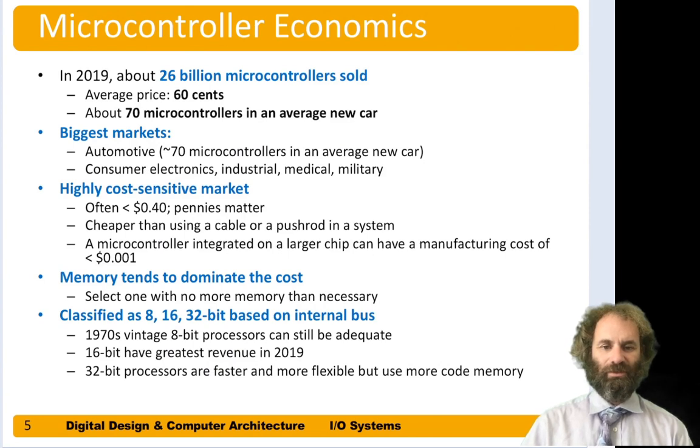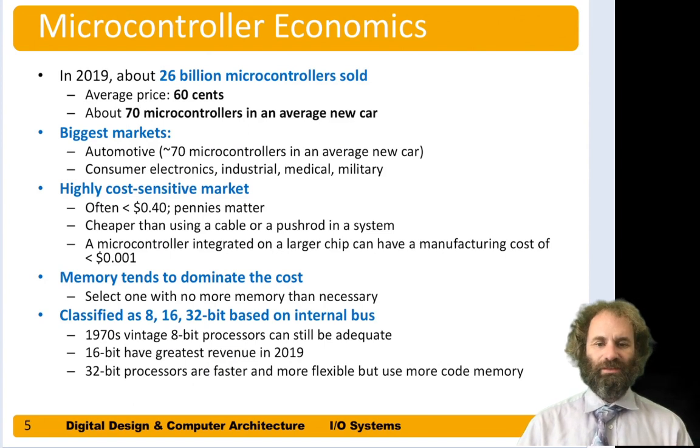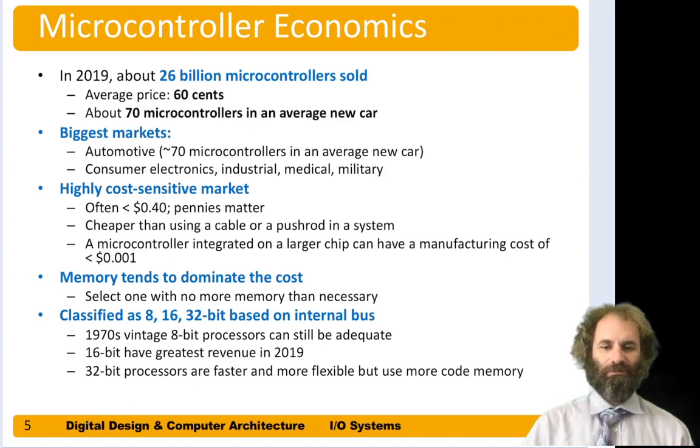So microcontrollers are a major sector of the semiconductor industry. In 2019, there were about 26 billion of these sold, so about 3 microcontrollers for every human being on the planet. The average price of the microcontroller was 60 cents, and for example, an average new car in 2019 has about 70 microcontrollers in it. That's not just a luxury car, that's an average car.